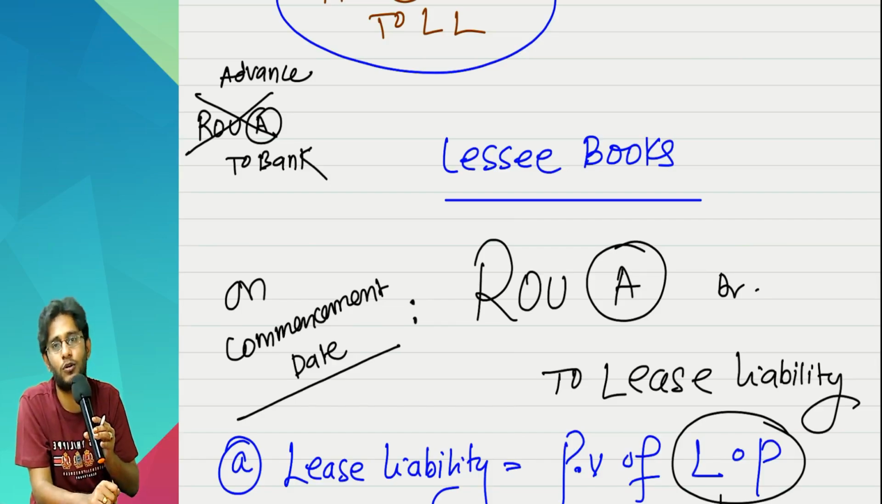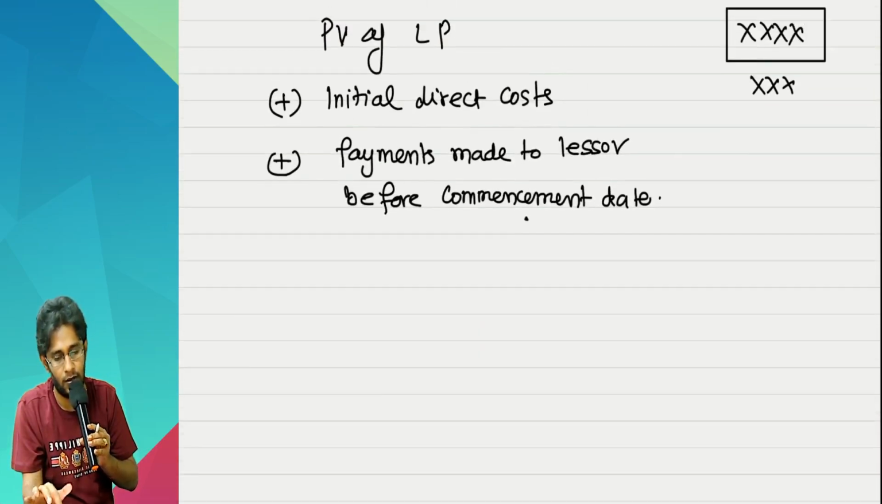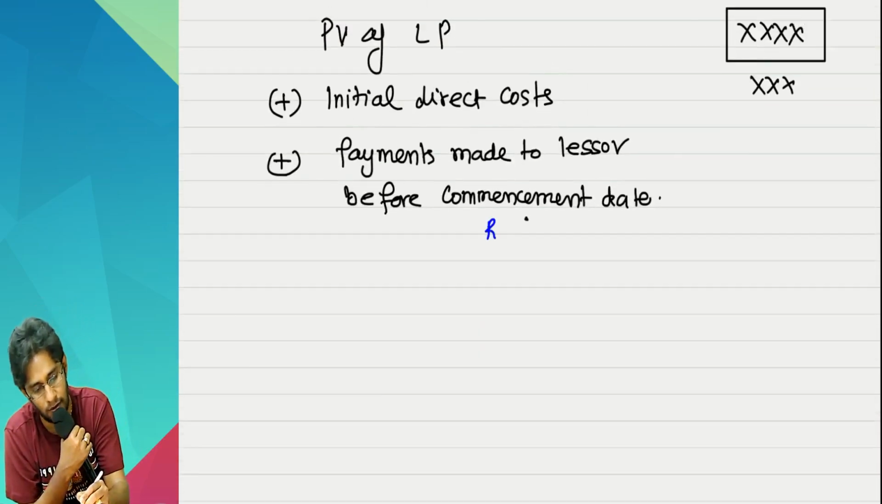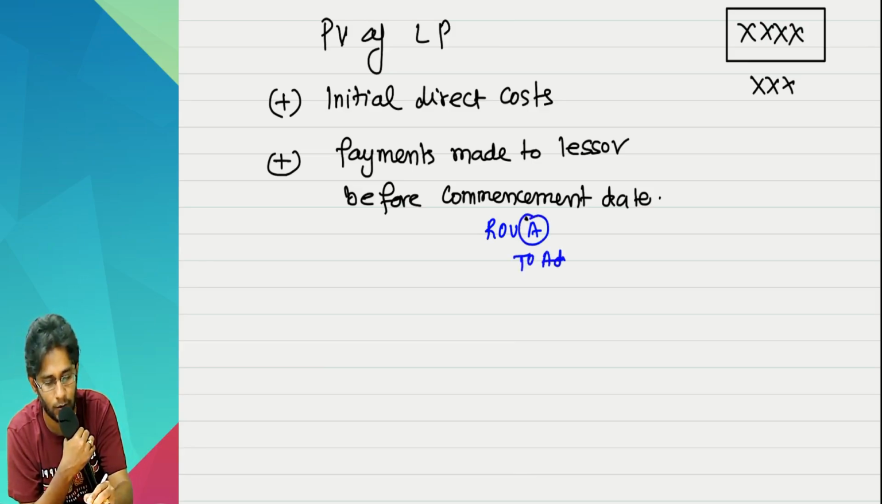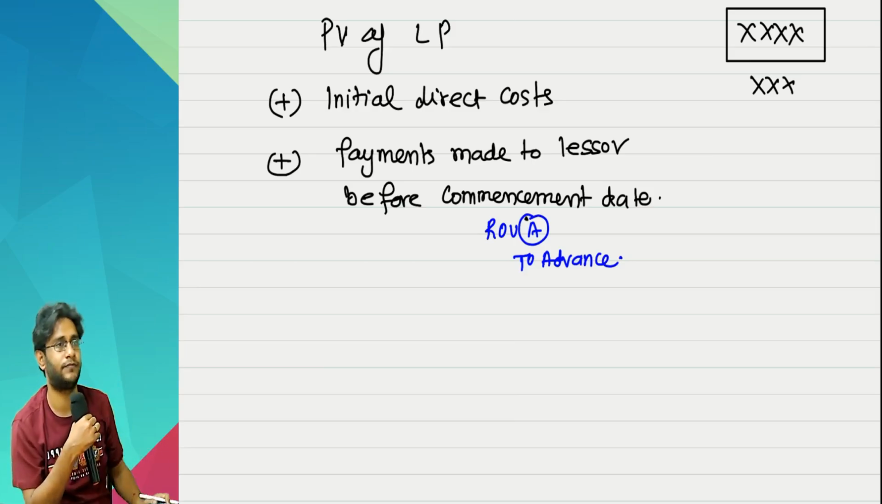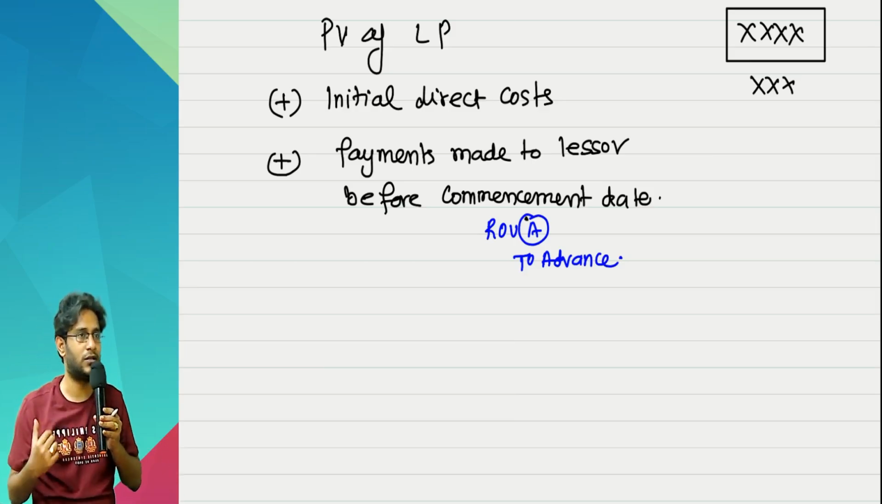So the entry I should pass now for this one, what is the entry I should pass for this? If you have to get this effect of adding it, the entry you have to pass is ROU asset account debit to advance. Do you understand what I am trying to say?